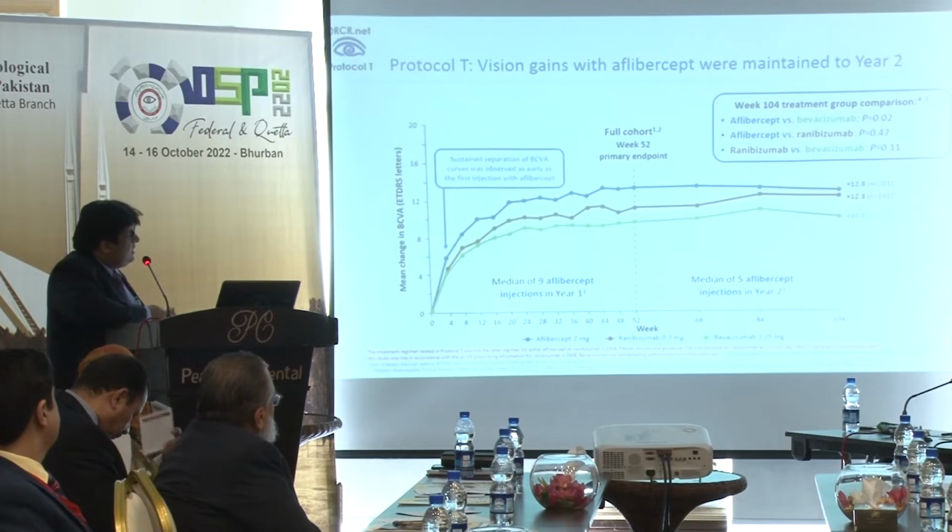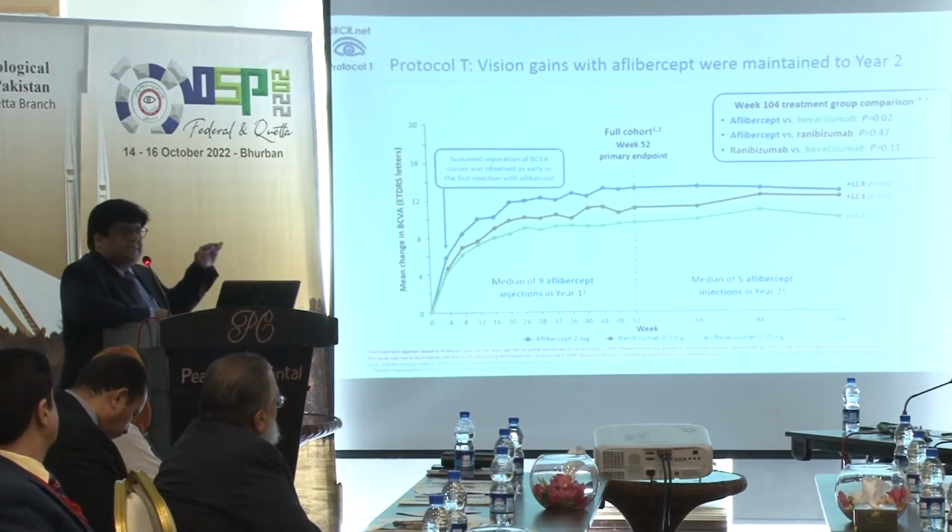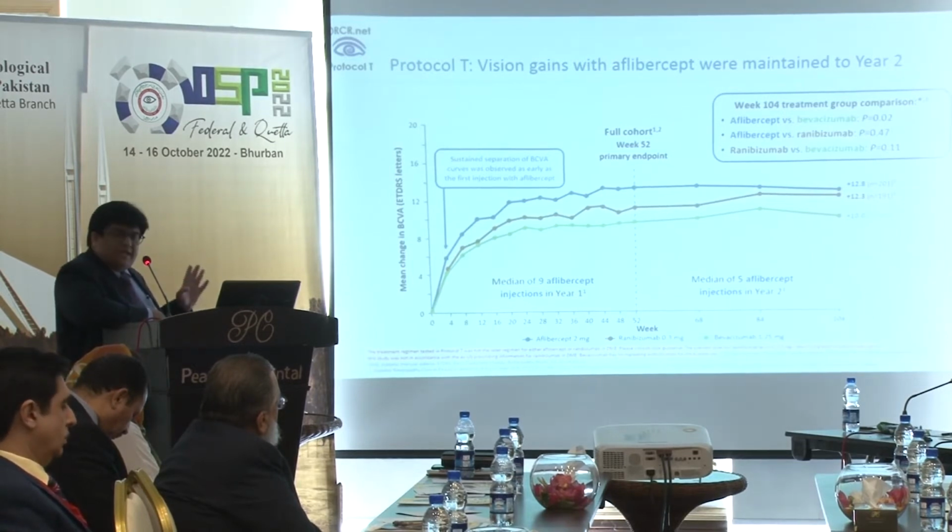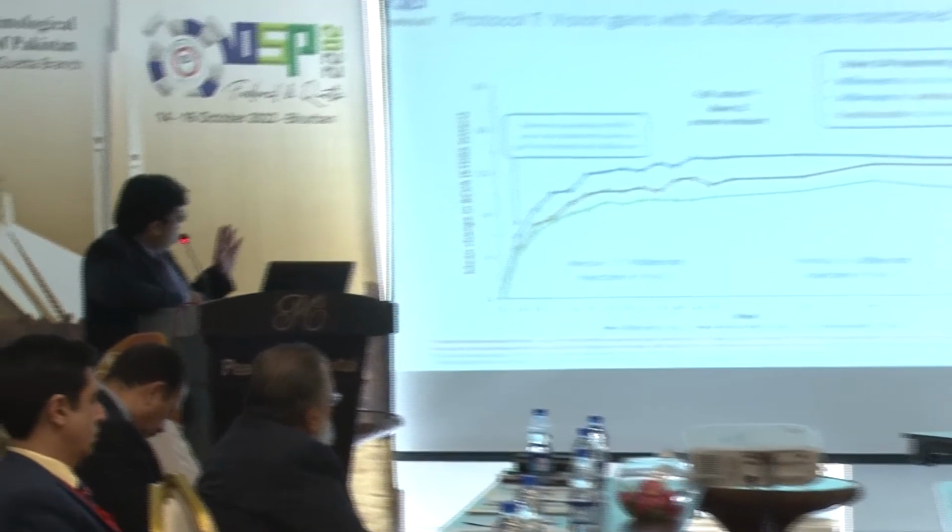What we found here is the persistence of the increase in the visual acuity; it did not go down. There was still an increase of 12.8 ETDRS letters at the end of 2 years, and with ranibizumab there was an increase of 12.3 letters, and with bevacizumab an increase of 10 letters at the end of 2 years in protocol T. So, clinically meaningful vision gains.